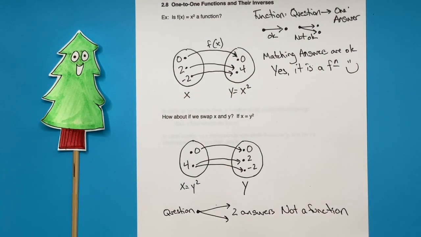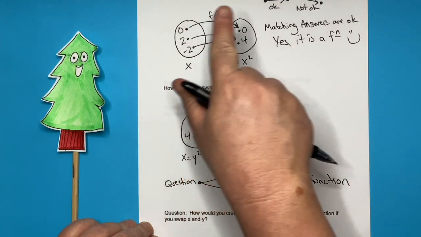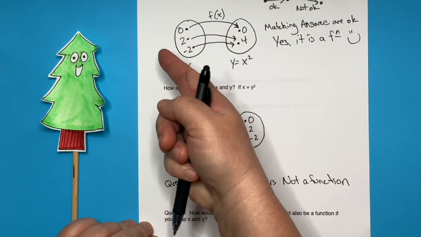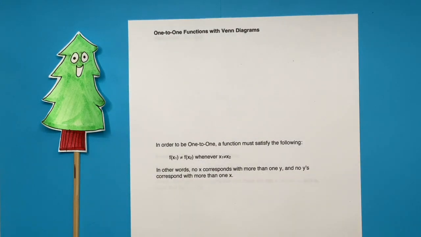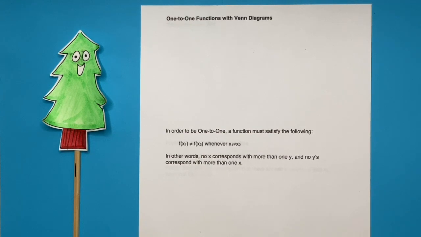And so now the question becomes, how would you create a function that would also be a function if you swap x and y? In other words, we want something that's a function when you go left to right, and we want it to still be a function if we go right to left. Okay, so let's take a look. The first way we want to talk about it is, I'm going to just tell you, this is something called a one-to-one function.